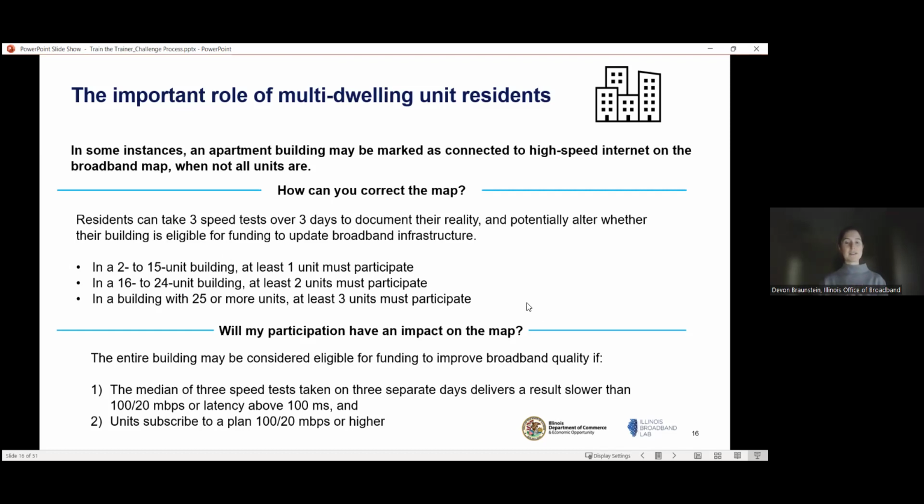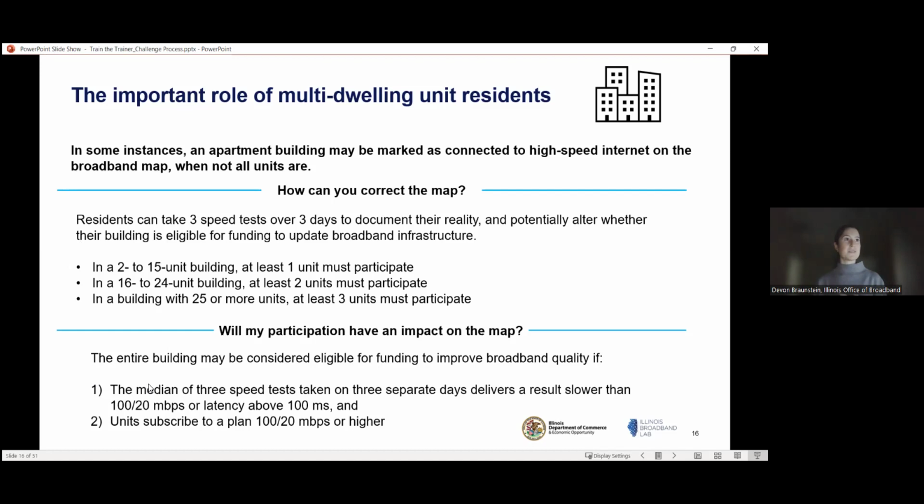And a question you may have is, how do I know if my participation will actually have an impact on the map? There's, first of all, no downside in participating because all of this data is going to a place where we can sort of like study it and better understand broadband quality and speeds and subscriptions around the state. But there is a chance that your broadband speed test does impact the map and thus impacts whether your building may be eligible for funding. So the entire building may be considered eligible for funding to improve broadband quality if the following 2 things are true. This is not the only scenario, but this is one that may be common.